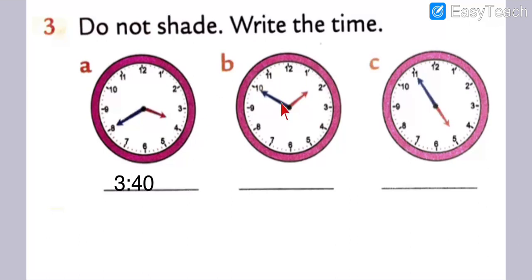So now first of all, we are going to check and write the time. What is the time on the second clock, in question number B? So we are going to check our hour hand first. Where is our hour hand? Our hour hand is on 2. Okay, it is not properly on 2, but it has reached near 2. Almost on 2, but we can say in other words, it's reaching 2.